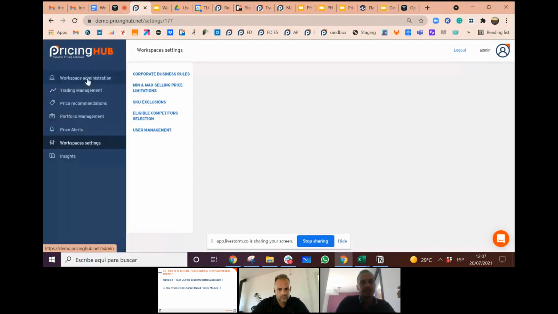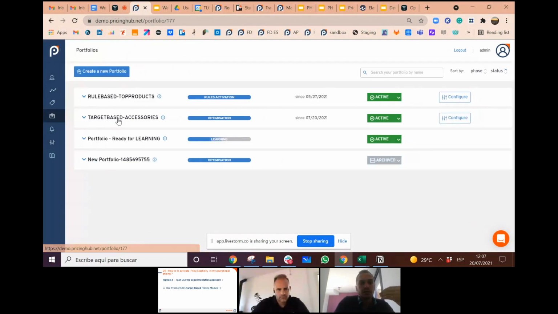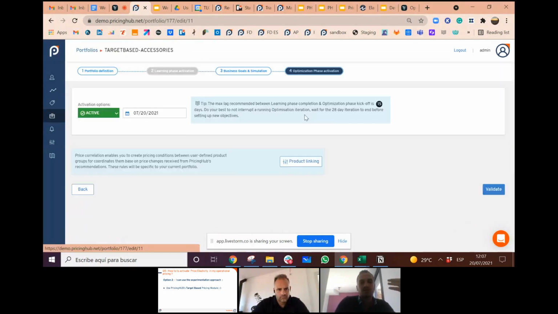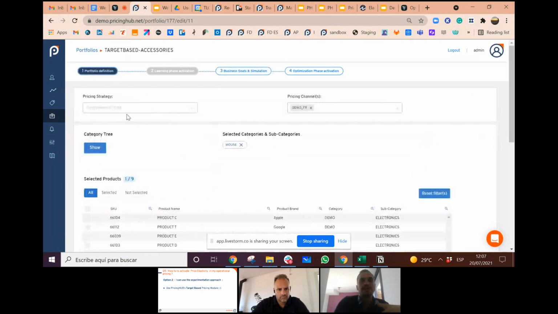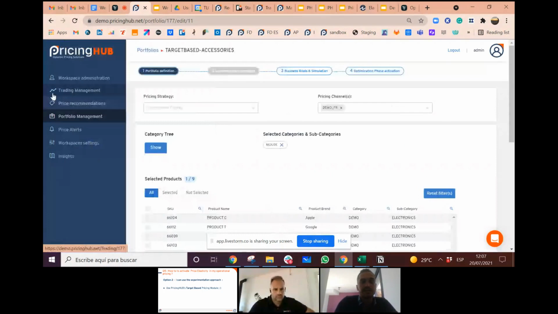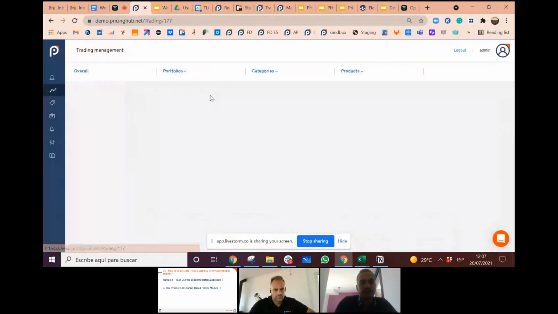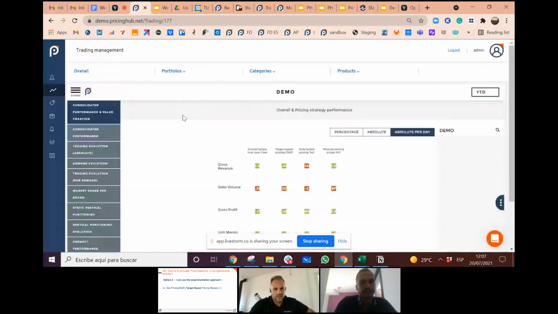So in a nutshell, this is the application we have, and as you can see, our target-based pricing approach is offering you full flexibility in your business goals achievements, as business goals definition and constraints definition, as well as full flexibility into what are the products that you are willing to include or not. And we are trying to be as transparent as we can in both the performance measurements as well as our understanding of the elasticity.